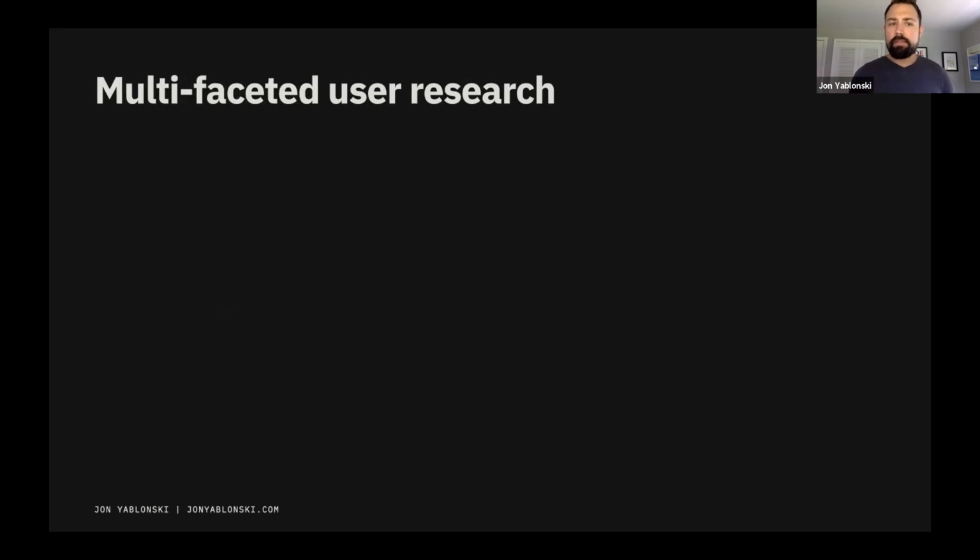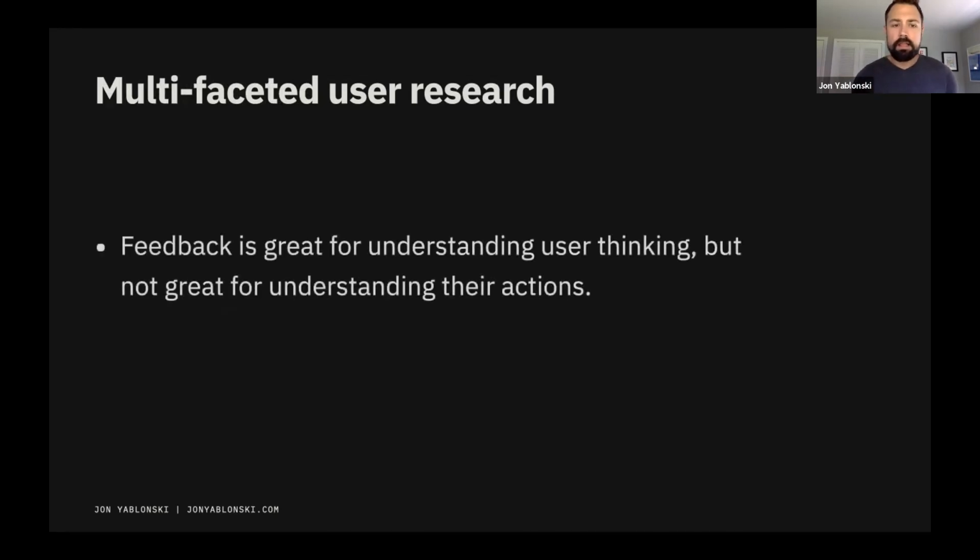Firstly is multifaceted user research. Feedback is great for understanding how users are thinking, but not so great in terms of understanding their actions. We've probably all heard the saying in UX research that you should pay attention to what users do, not what they say. And that's a very critical piece of feedback because oftentimes what people say and what they do are completely different.